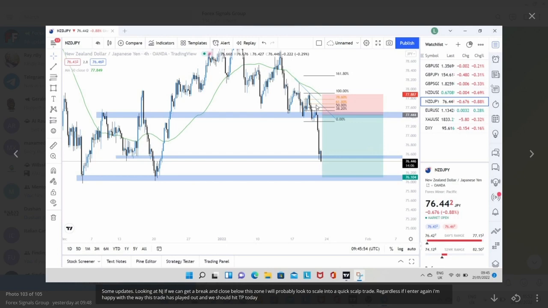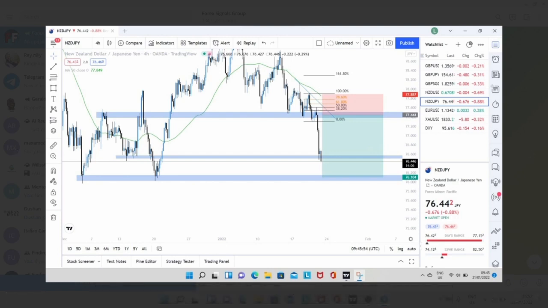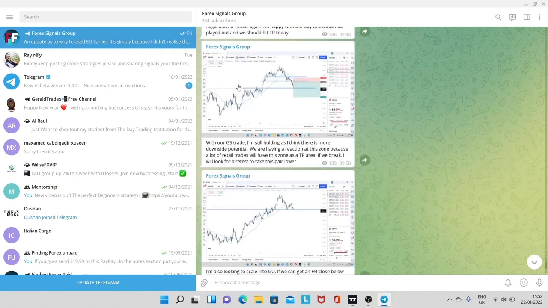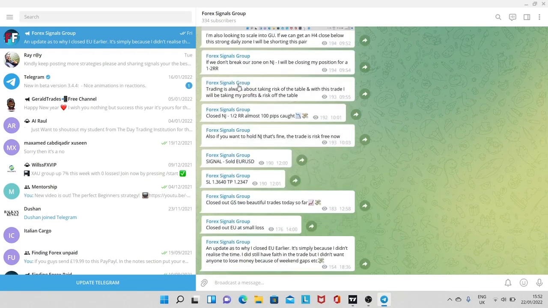And what happened? Price collapsed. Absolutely collapsed all the way down to this zone for a 1 to 2 risk to reward. It did, I think, break this zone in the very, very late evening, but it was doing something along here. It was pinning away, so I thought, I'm just going to close it and take my profit, and it was a beautiful trade. There was also a Euro USD trade, which I want to quickly jump over now.